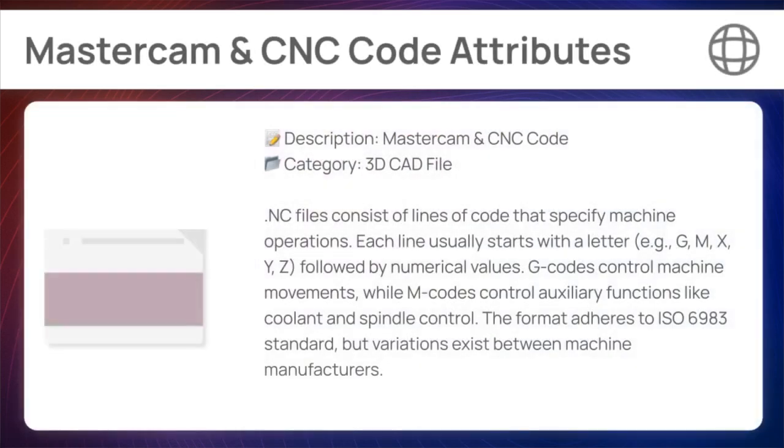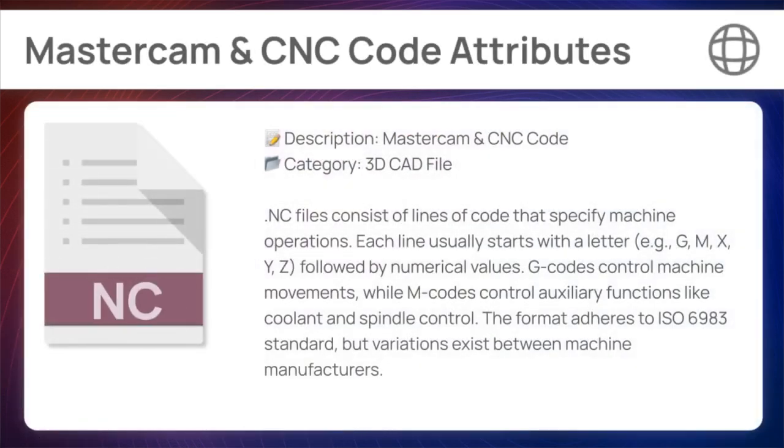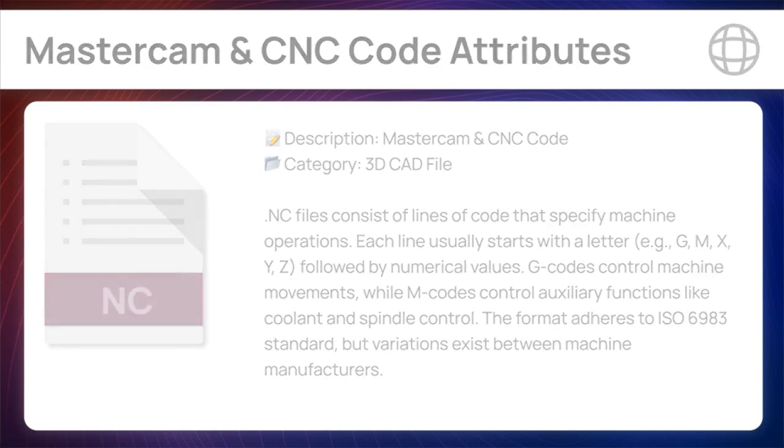NC files consist of lines of code that specify machine operations. Each line usually starts with a letter, e.g. G, M, X, Y, Z, followed by numerical values. G-codes control machine movements, while M-codes control auxiliary functions like coolant and spindle control. The format adheres to the ISO 6983 standard, but variations exist between machine manufacturers.